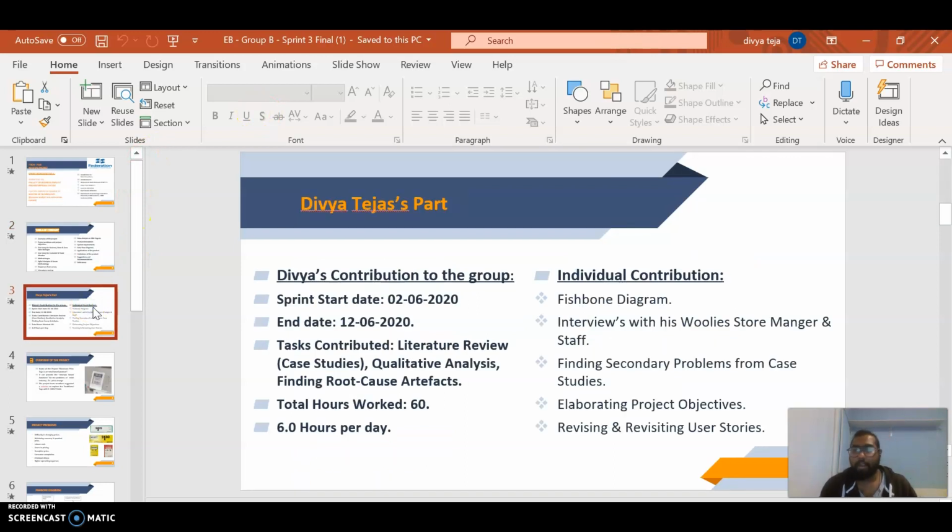My contribution is that the sprint started on 2nd of June and ended on 12th of June. I have given my best knowledge to the literature review, qualitative analysis, surveys and so on. My individual contribution is taking suggestions from the Woolworths manager and staff, because I work with Woolworths. This project is related to the retail sector, so I did my job from there, along with the fishbone diagram and finding secondary problems from case studies.